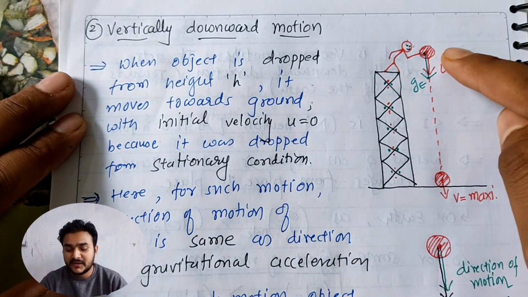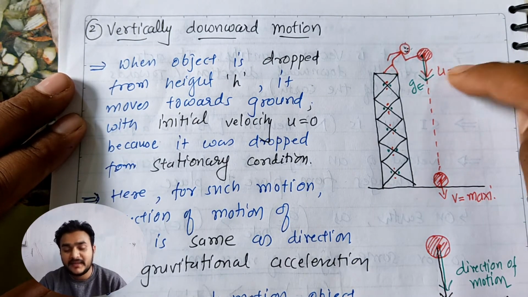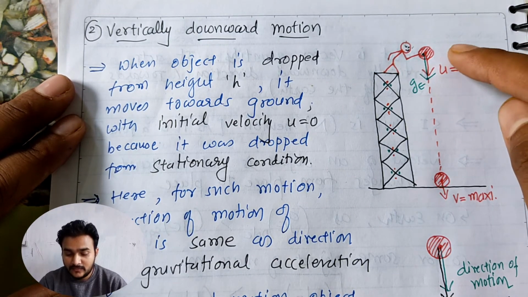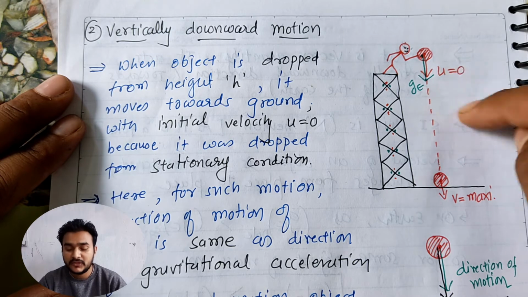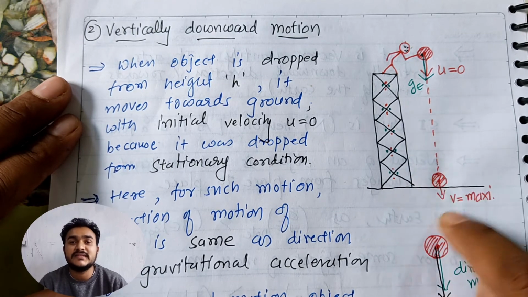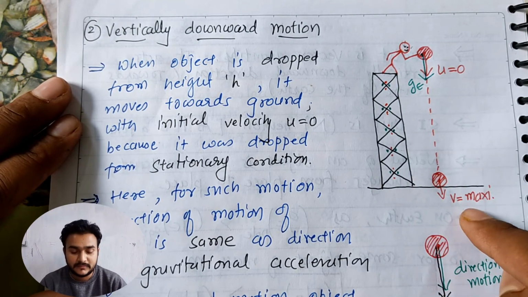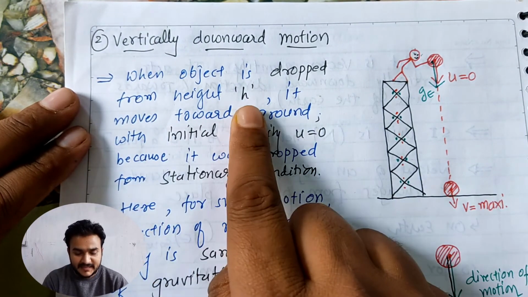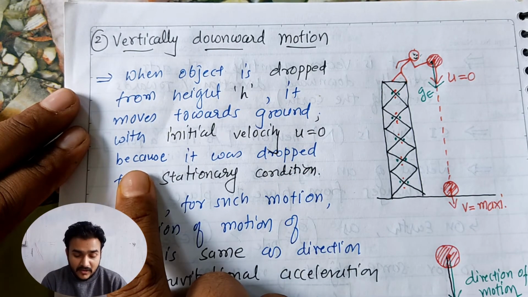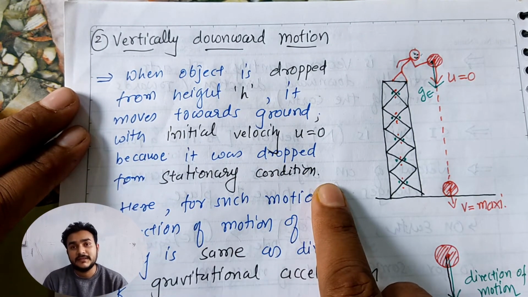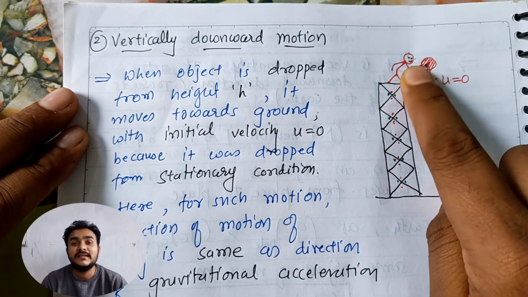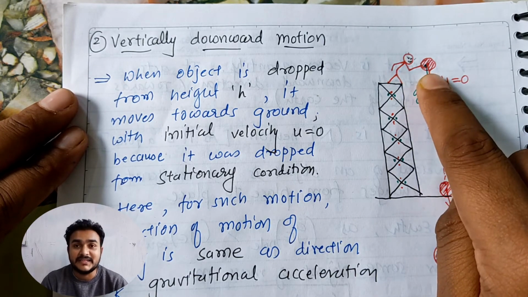In this condition, the person is dropping an object from some height, and before the downward motion the object has a zero initial velocity. Also, when the object reaches the ground, it possesses some maximum amount of velocity. So when the object is dropped from the height h, it moves toward the ground with the initial velocity u equal to 0, because it was dropped from the stationary condition. U is taken as 0 because the object initially, before dropping, was at rest.